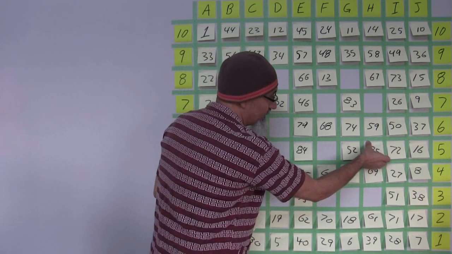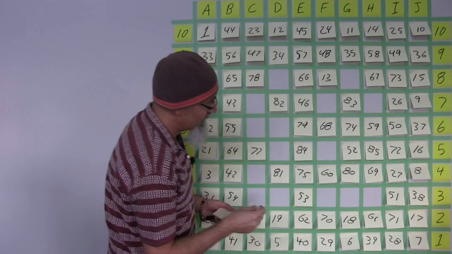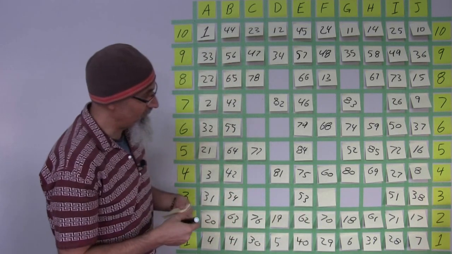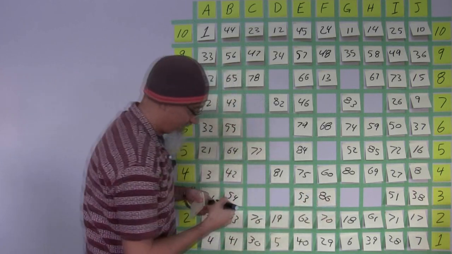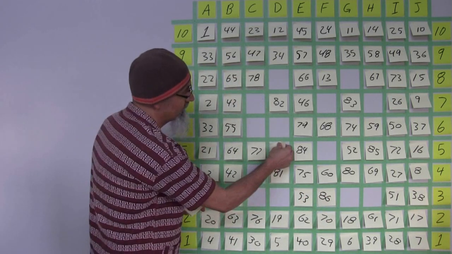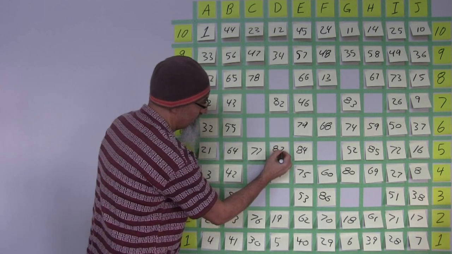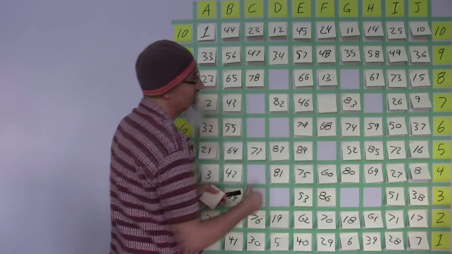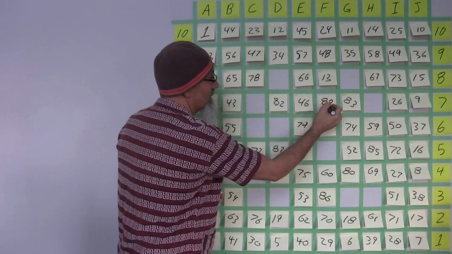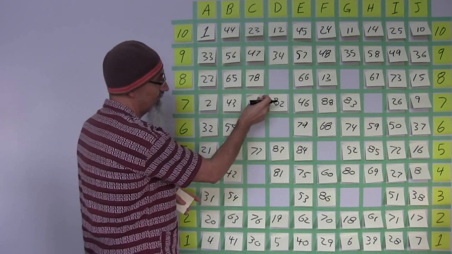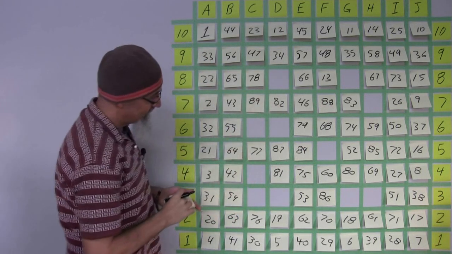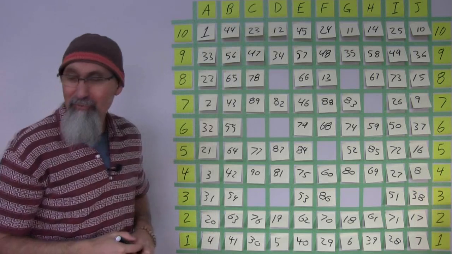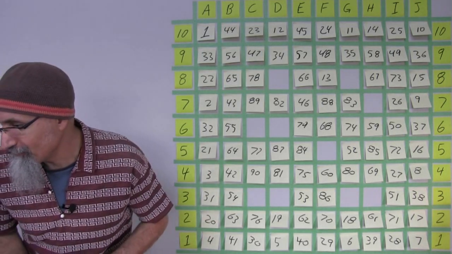Where were we? 85. 86. So this would be 86. 87. 88. That's the best we could do. I spelt it wrong too.